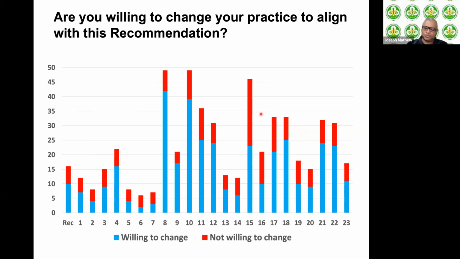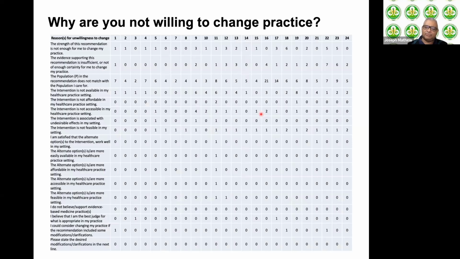So we looked at that further and we tried to figure out what's the reason that people are not willing to change practice despite having the high quality recommendations with them. And they were again wide and varied. It included things ranging from strength of the recommendation not being appropriate for people in the local setting, to the strength of the evidence not being enough, to all kinds of other reasons, again to do with the PICOT components of the question on which the recommendations were framed.